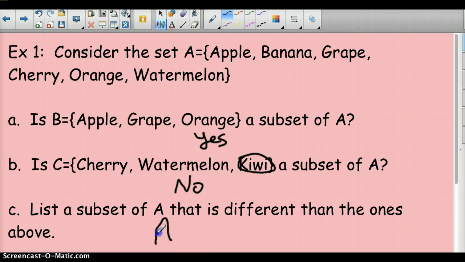Finally, list a subset A that is different than the ones above. Well, okay, I'm going to start with A equals, and I'm just going to list some that are up there. All right, let's go with apple, and we'll go with grape. Once again, it doesn't matter how many I choose, just as long as the ones that I choose are in set A, I've created a subset. So once again, notice here, apple and grape are in set A above there. That's why it's a subset.